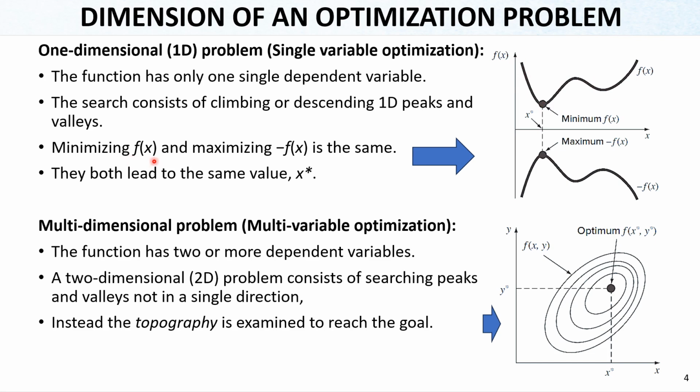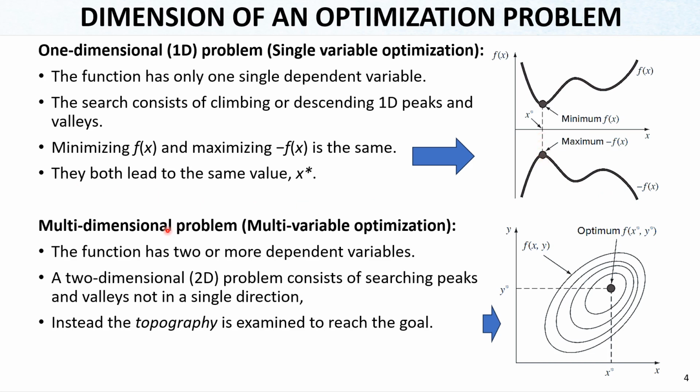And minimizing f(x) and maximizing minus f(x) will be the same. So if we want to minimize f(x), we can have the minus f(x) as the opposite of the curve, which is like a mirrored version, let's say. In that scenario, here we want to find the minimum, here we want to find the maximum. It's the same if we have the mirror of the function, basically minus f(x). They will both lead to the same value of optimized x. This x star is the optimized x here.